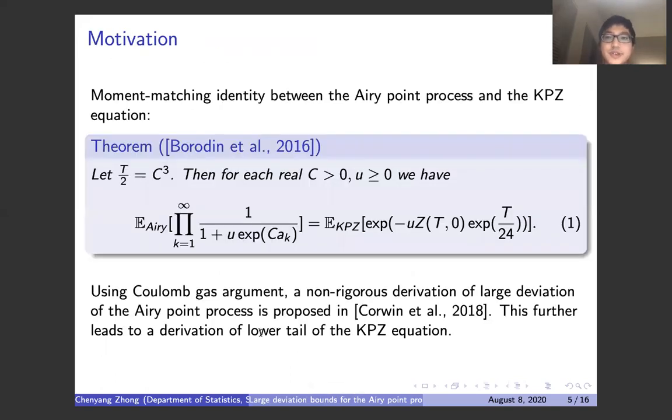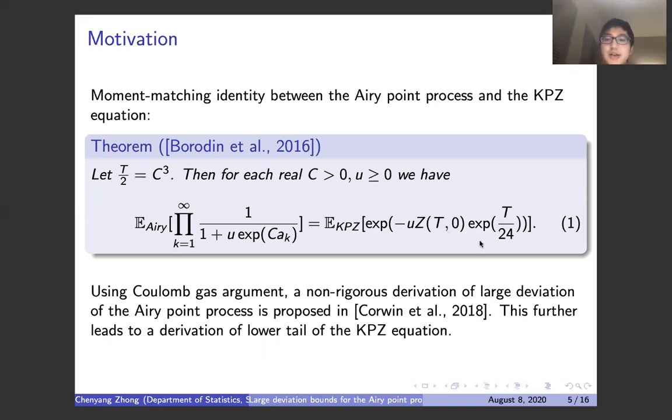So the reason for the connection between the Airy point process and the KPZ equation is explained by the following theorem, which is a moment matching identity. On the left-hand side, we have a multiplicative moment of the Airy point process, where a_k are the ordered points of the Airy point process. And on the right-hand side, there is an exponential moment of the solution to the stochastic heat equation. We can also plug in the Cole-Hopf solution here.